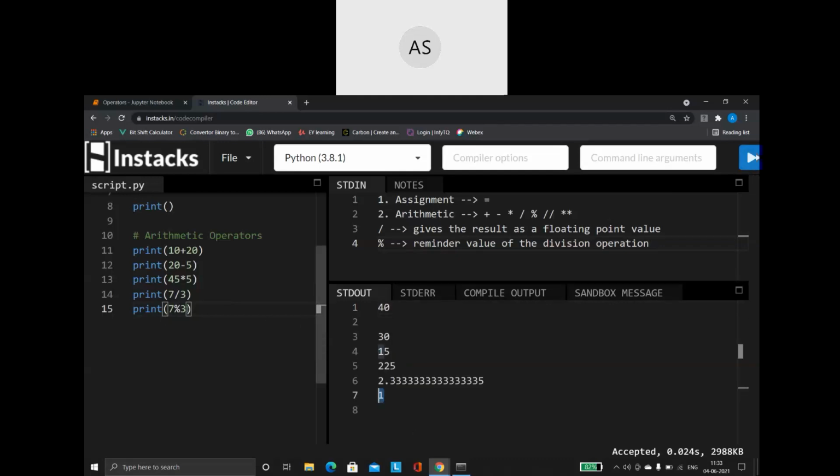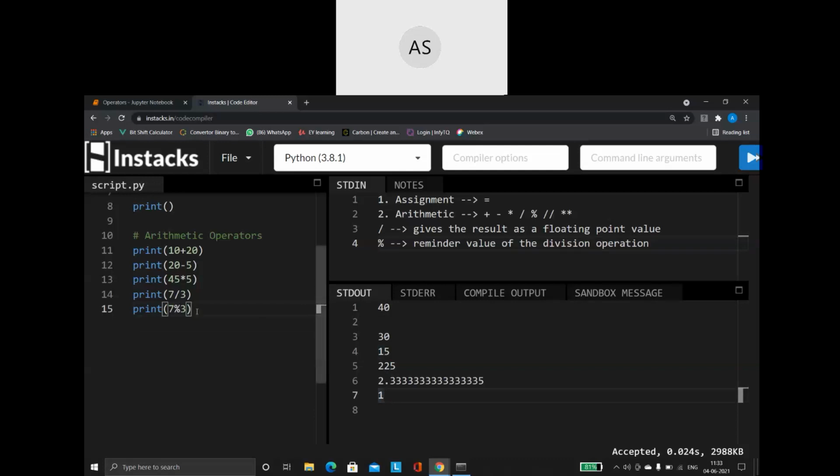So 7 divided by 3, what is there? 3 twos are 6. So 6, and I will be having the remainder as 1. So that is what is given to me here. So remember, that is the purpose of my modulo operator here.